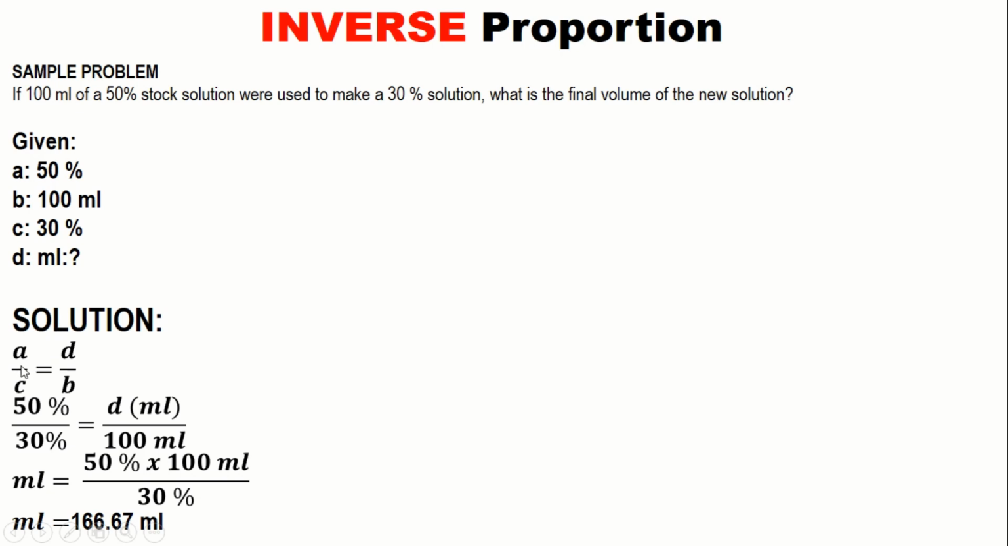So for the solution, we will again follow this formula: A over C equals D over B. So 50% over 30% equals D divided by 100 ml. So cross multiply each and it will look like this. So 50% times 100 divided by 30%. The new volume now of the solution is 166.67 ml. So again, this is inverse proportion. Why? Because the concentration decreases from 50 to 30%, but the volume now increases from 100 to 166.67 ml. So that is now for inverse proportion.